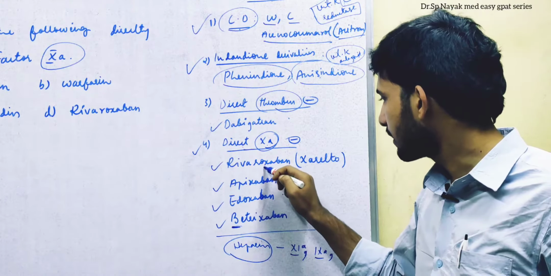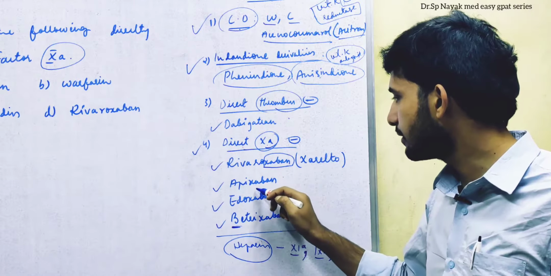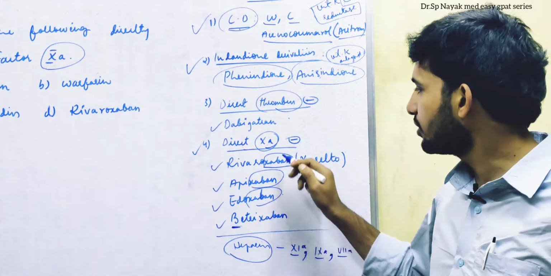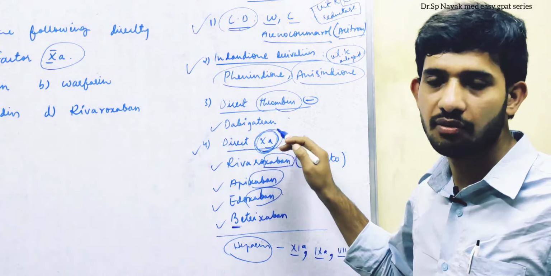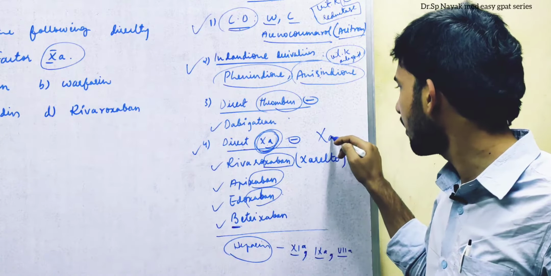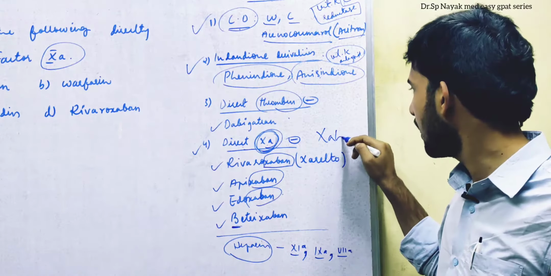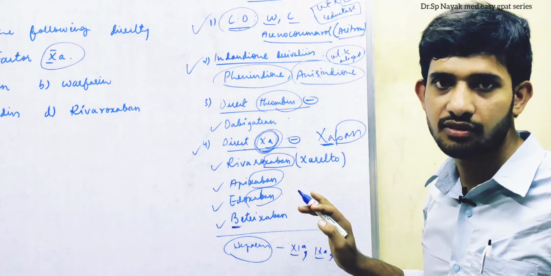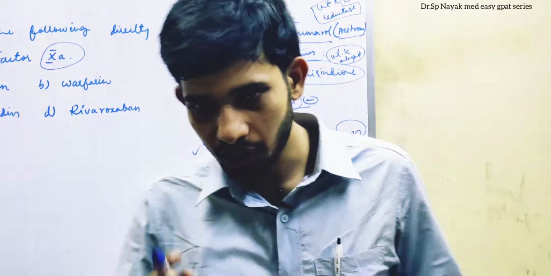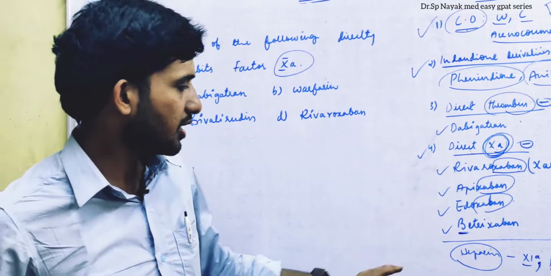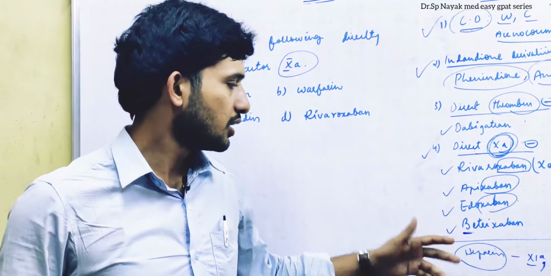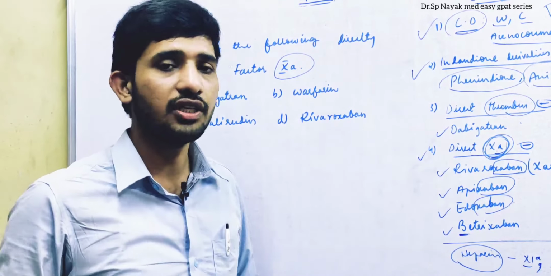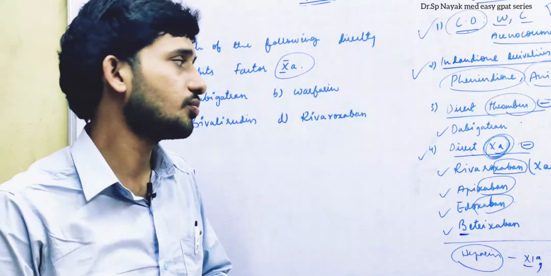Remember, xaban. Xabans are the drugs which directly inhibit factor 10A. Just remember, 10A inhibitors are xabans. This is the best mnemonic you can remember if it comes in the examination. And finally we have heparin. Heparin is the common anticoagulant drug. So these are some of the anticoagulants which are very useful in hospitals.